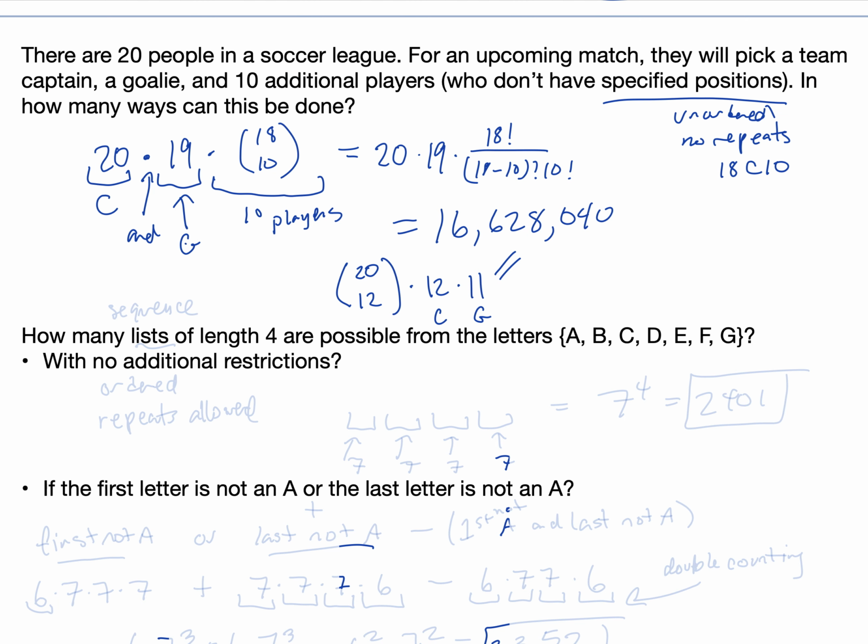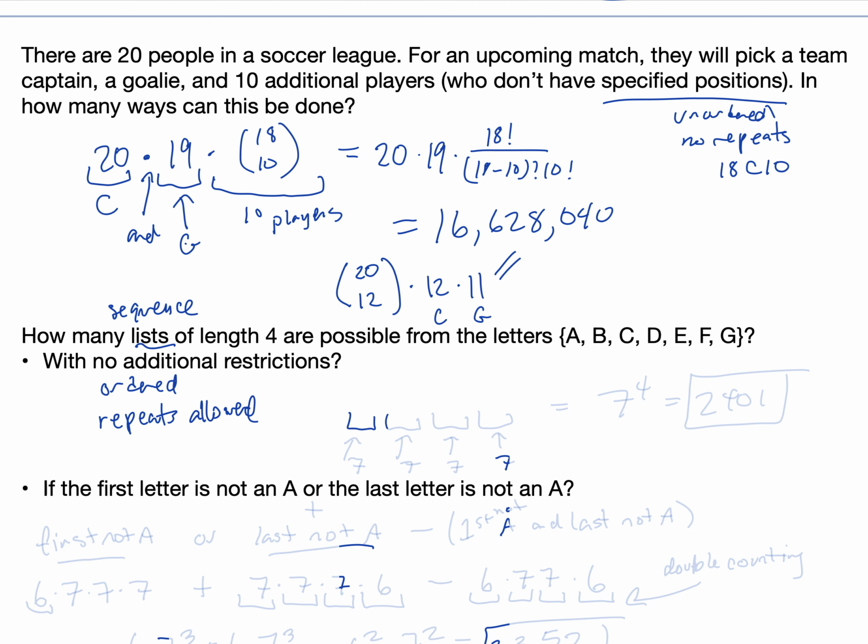Next, we've got how many lists of length 4 are possible from the letters A, B, C, D, E, F, G with no additional restrictions. So a list, you could also say that's a sequence of elements. A list is ordered, and it doesn't say that repeats are not allowed, so we should just assume that they are allowed if there's no other restriction given. So a list can have repeated elements, and order matters.